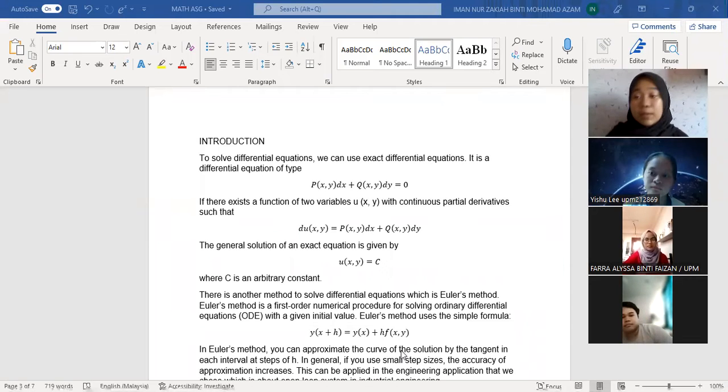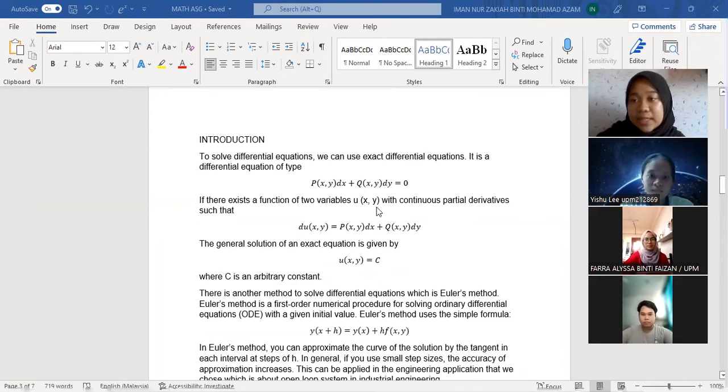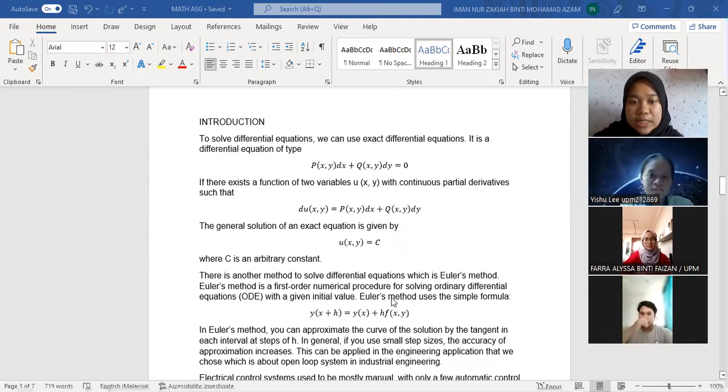So I will explain about my part. My part is the introduction and engineering problem. In the introduction, I explained the basic terms of the exact differential equation, which is this one. And then I also explained the Euler method and stated the terms of it, which is this one.